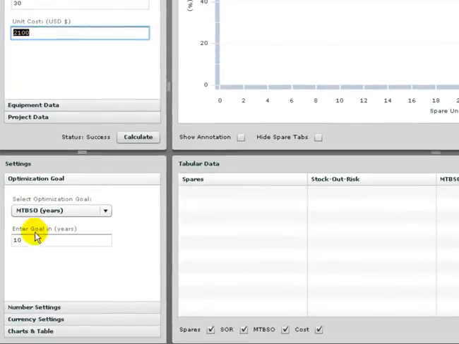The next thing we need to do is set the optimization goal. And there are two options here. We can either choose stockout risk or we can choose mean time between stockout. These goals are usually given to us by the sponsor. But for this example, I'm going to assume that the sponsor has given us a mean time between stockout goal of 10 years. So I need to enter 10 into this box here. So, that's it. All that we need to do now is hit the calculate button.